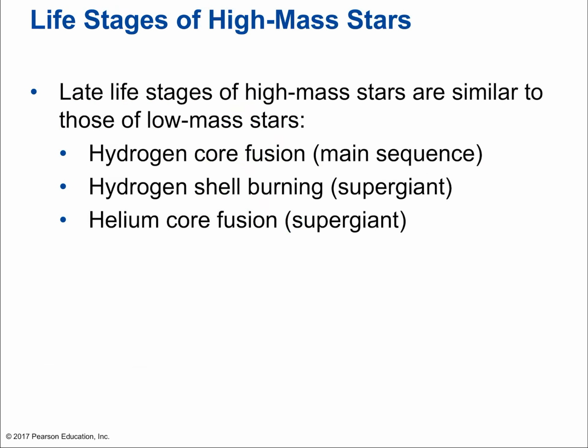All right. So later life stages of high mass stars are similar to those of low mass stars. So we have hydrogen core fusion during the main sequence. Eventually, we run out of enough hydrogen, even though it's a CNO cycle, it's slightly different. Still, there's a finite amount of hydrogen in the core. After that, the core starts to collapse and hydrogen shell burning begins, right? So that part is basically the same. And then eventually that core collapses enough for helium core fusion to begin. Still, we've seen that before.